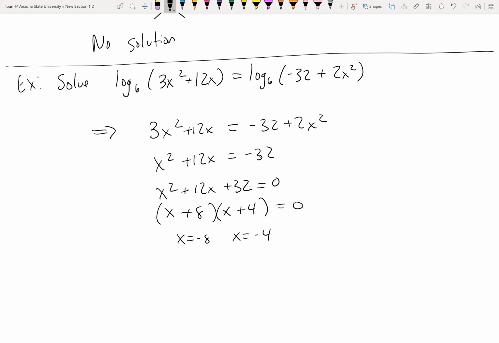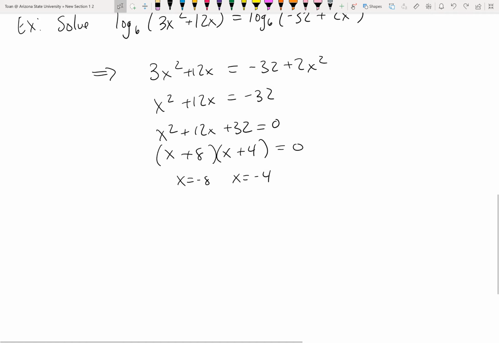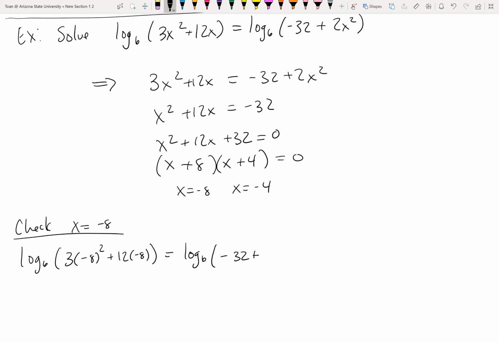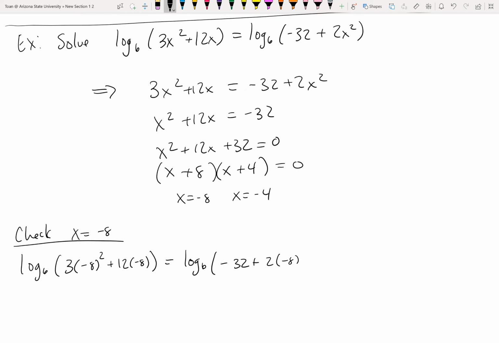But wait, we had two logs in the original problem, this log and this log. And according to my warning, whenever your equation has multiple logs, you must check your answers. So let's check x equals negative 8. We have log base 6 of 3 times negative 8 squared plus 12 times negative 8 equaling log base 6 of negative 32 plus 2 times negative 8 squared.